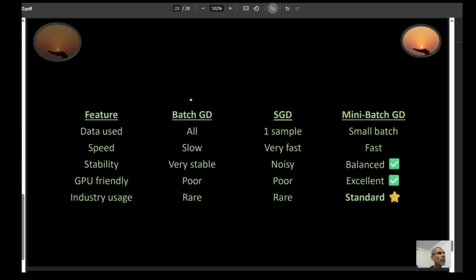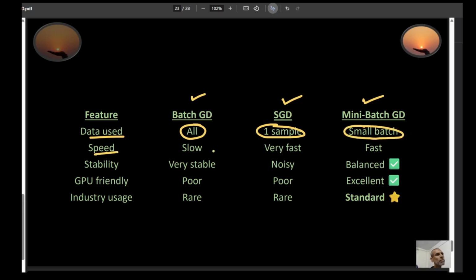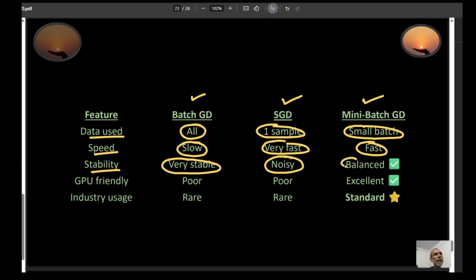And now let's compare our batch gradient descent with our stochastic gradient descent and our mini batch gradient descent. So data used. Well, in my batch gradient descent, I used all the data. In the stochastic gradient descent, I only used one sample. In this particular case, I used a small batch. Speed. Well, your batch gradient descent tends to be slower. SGD, very fast. This one is in between right here. Stability. This is very stable. It's going to reach the minima. This can be noisy because it's going to reach in a zigzag manner. This is more like a balance between stable and noisy.